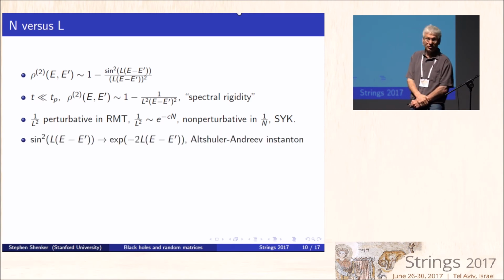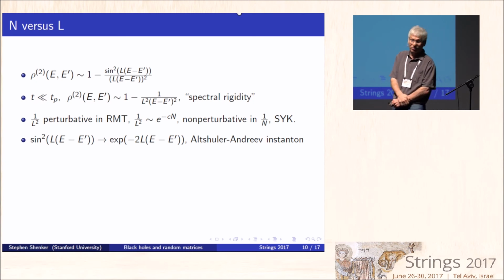But even more puzzling, if we get to the plateau and this rapidly oscillating sine is important, in random matrix theory, you would turn a sine squared, you would analytically continue an energy, and look at an e to the minus L effect. That's a standard instanton in random matrix theory. In this case, it's called the Altshuler-Andreev instanton. And you can derive this effectively in that way.